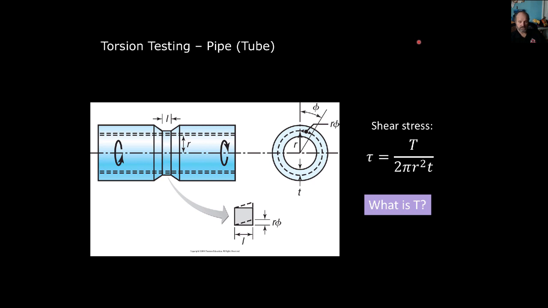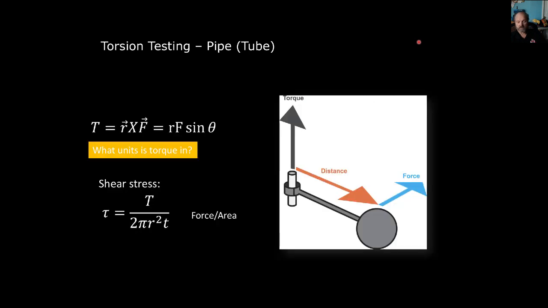Okay, so what is T? Well, T is torque. Right? Remember, twisting force. We learned that in physics. Okay, and then this is a little review from physics. So torque is R cross F. Right, it's a cross product of two vectors, and it's a number.